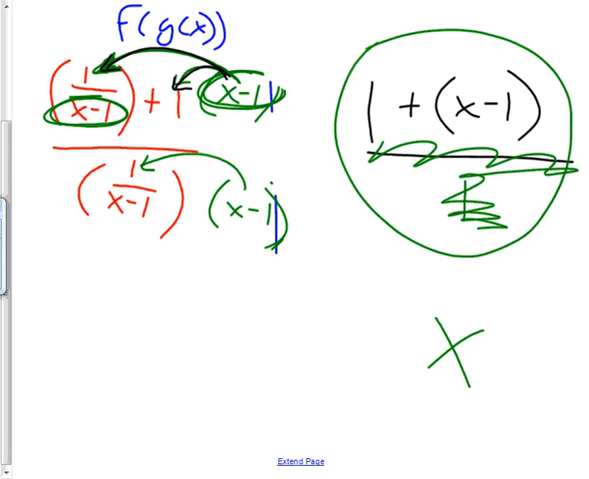I know that was intense. I did the left side. You have to do the right side. That was f of g of x. Now, you do g of f of x. Okay? If you're like, I'm not doing that, it's fine. It's your life. You're not going to get the A either. You have to know how to do that.